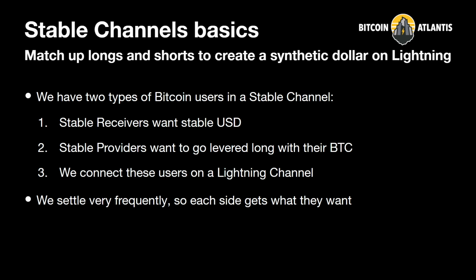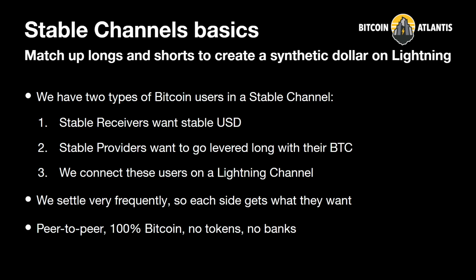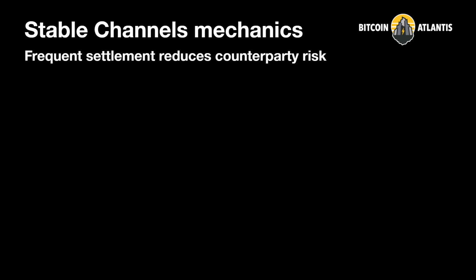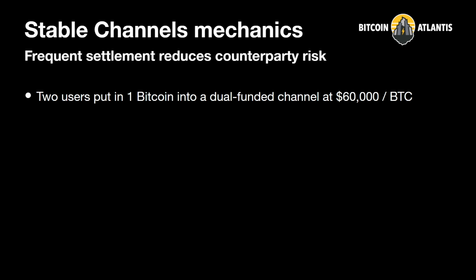This is the magic of Lightning. I'll get into mechanics a little bit more on the next slide. This solution is peer-to-peer. It's 100% Bitcoin. There's no tokens, there's no banks, there's no one phone call risk. So diving into it a little bit deeper, how's this work? What are the mechanics? Again, we do frequent settlement to reduce our counterparty risk at any given time. So 2 users put 1 Bitcoin into a dual funded channel. It's $60,000 per Bitcoin. That means the channel has 2 Bitcoin capacity, $120,000 capacity to start with.